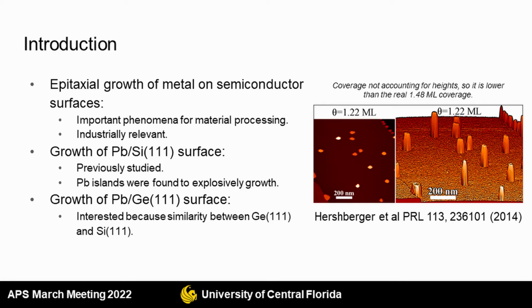On the right-hand side, we have a more realistic demonstration of the data, where it has multiple layers and these islands actually have heights to them. With the heights included, it was found that the lead on silicon 111 had a critical coverage of 1.48 monolayers. For this project, we're interested in the similarity between uranium-111 and that of silicon-111.